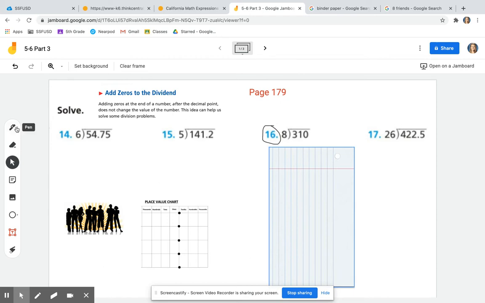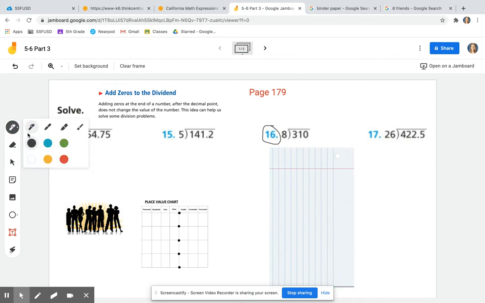And we're going to set up our problem number 16. It's 310 divided by 8 with our binder paper. And here's how we're going to do it. Just watch me do it for right now, and then you're going to have a chance to do it on your paper in just a moment. So the way that this can help us is that each line will be used to separate each digit and help us keep track of our place values as we solve. So this works basically anywhere.